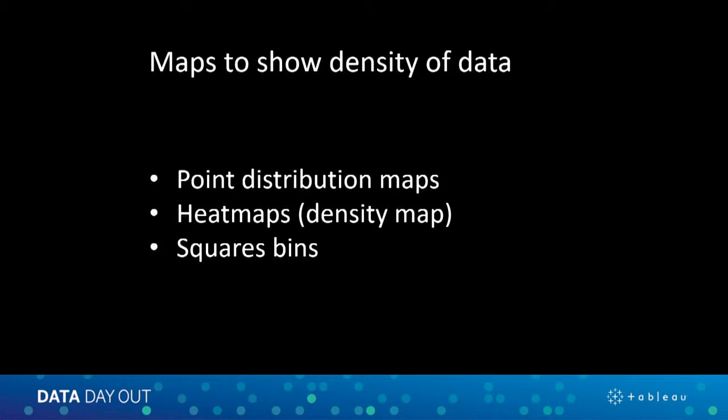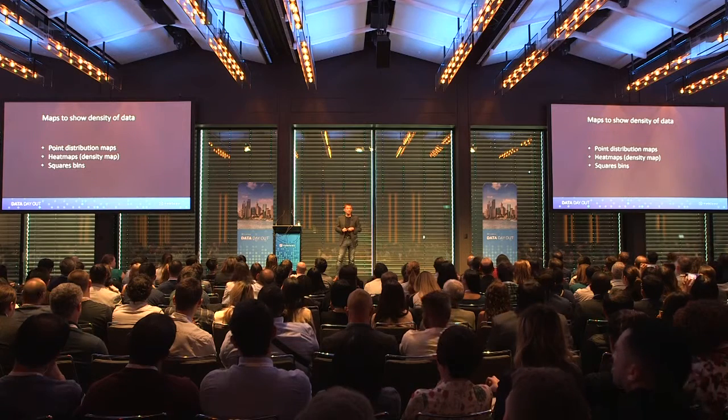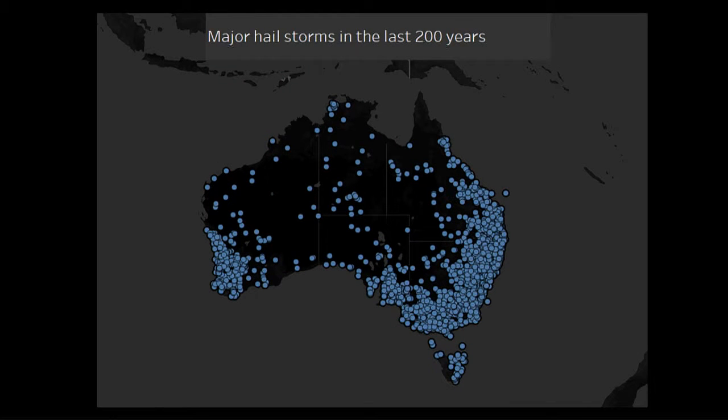I will finish with a last category of charts, which are the charts and maps that show density of data. We'll see 3 types. The first one is the point distribution map, which is basically using the symbol map. Here we are showing the storms that have occurred in Australia over the last 200 years. What you can see is that most of them are actually hailstorms, and most of these hailstorms are either on the east coast or the west coast. But that's pretty much it. You cannot say much more than that.